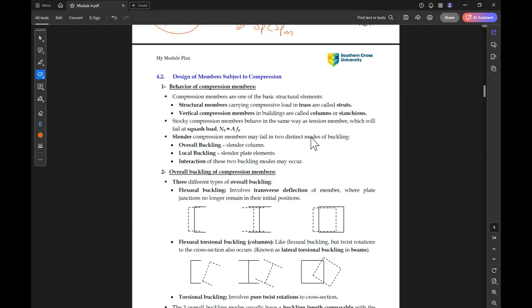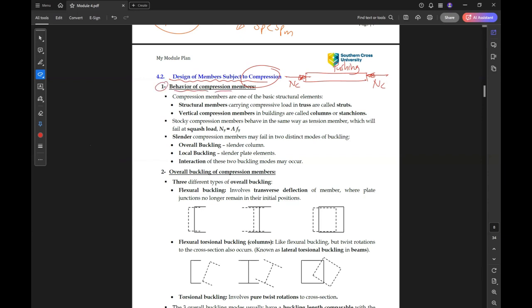So now we have finished the tension member. So if we go to the next member, we have member subject to compression. So for compression, if this is a member, the force is pushing the member. So we have NC. So in tension, the force was pulling the member. In the compression, the force is pushing the member. So just quickly, we will go through this one.